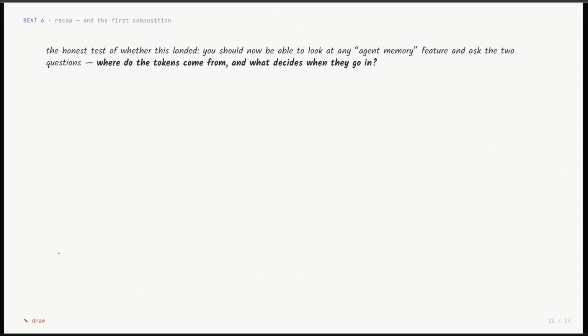Now, to recap what we did until now, you should be able to have a test where you could know if a certain product feature could be called agent memory or not. Let's say you look at a product feature and it's called agent memory or RAG pipeline, for example. You should be able to ask 2 questions. Where do the tokens come from? And what decides when they go in? If you have a vendor that cannot answer those questions, well, they vibe coded the hell out of their product and it will suck. In my experience, there are levels of vibe coding, and if they can't answer these questions, they have no idea what they are doing.